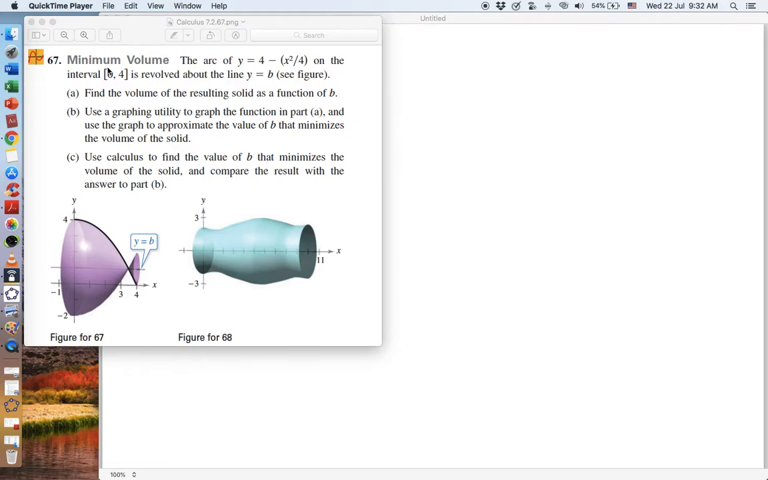The arc is y equals 4 minus x squared over 4 on the closed interval of 0 to 4. It's revolved around the line y equals b. We don't know what b is, and we're not going to be able to find b. We're looking for a general solution that we can use for any b. And so we don't have to use the washer method here, we can use the disk method.